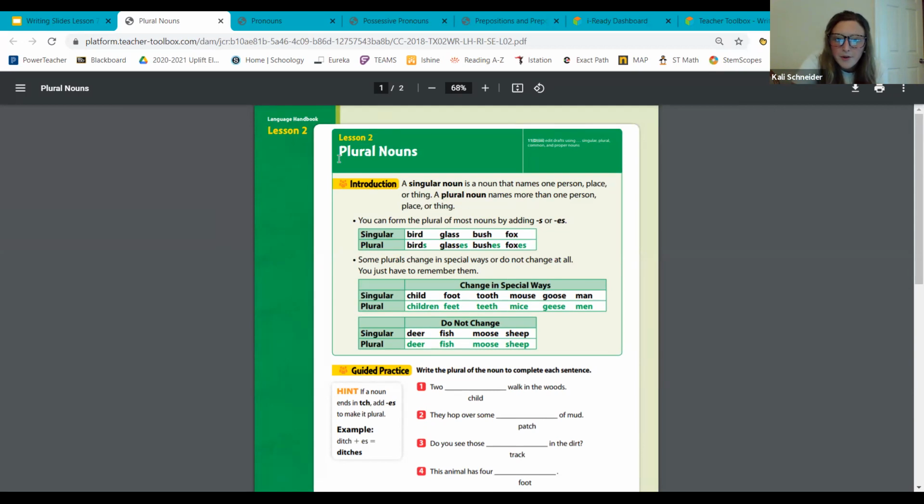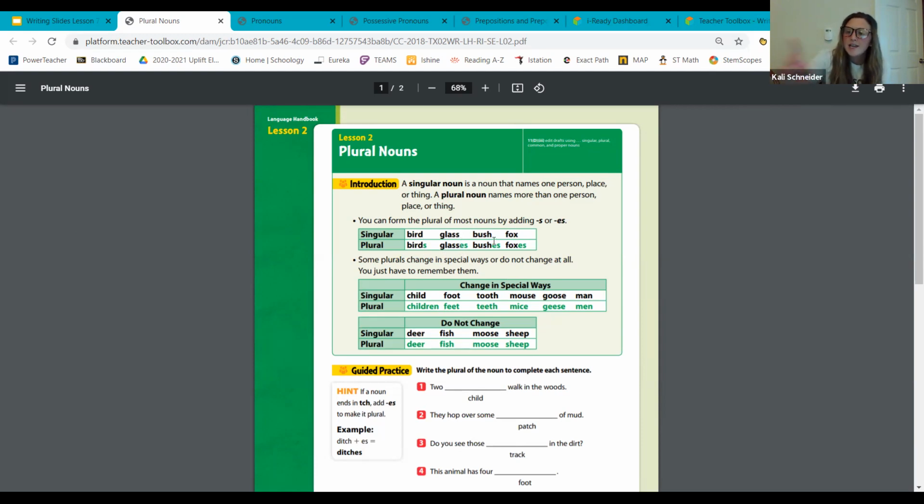You can form the plural of most nouns by adding s or es. A singular noun would be bird, glass, brush, or fox. To change bird into a plural noun, it'd be birds, and we add an s. But I notice that glass ends in an s, so we can't just add another s. We have to add an es. So glass goes to glasses.